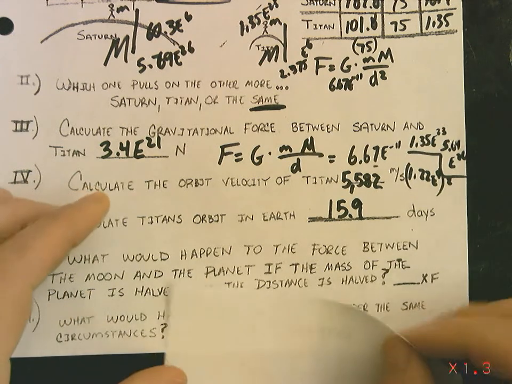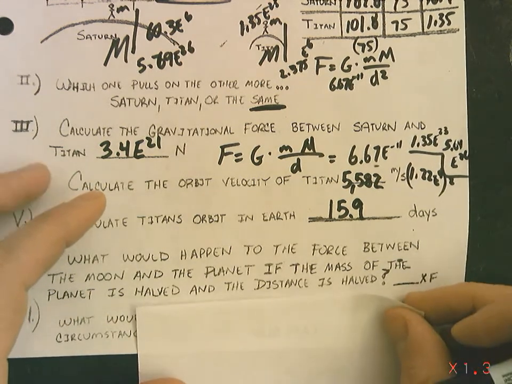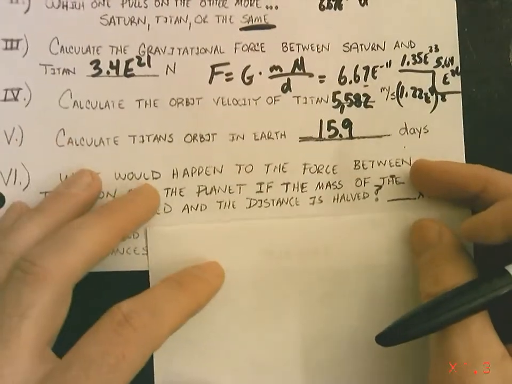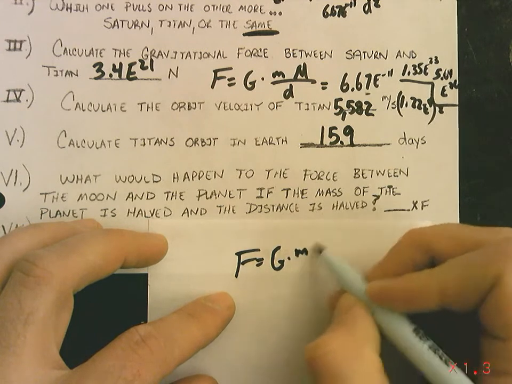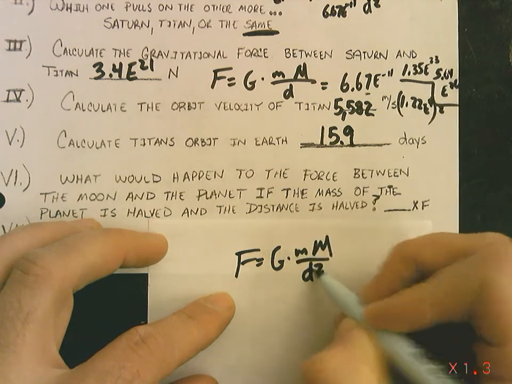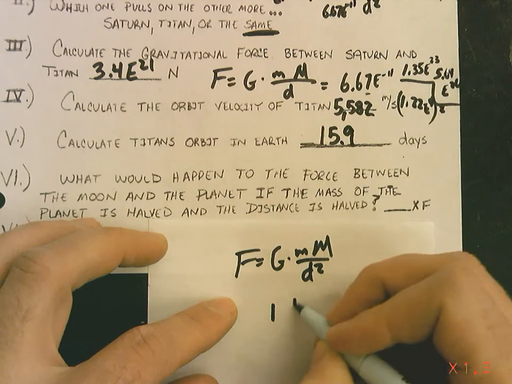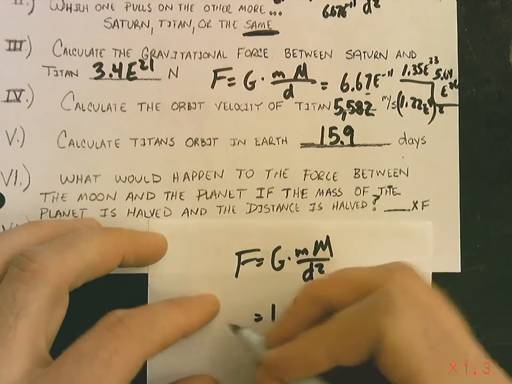What would happen to the force between the moon and the planet if the mass of the planet is halved and the distance is halved? So we look at our force equation. Now we don't want to use the big numbers, right? We want to keep everything simple. So we start by saying, okay, if everything was 1, we would get 1.